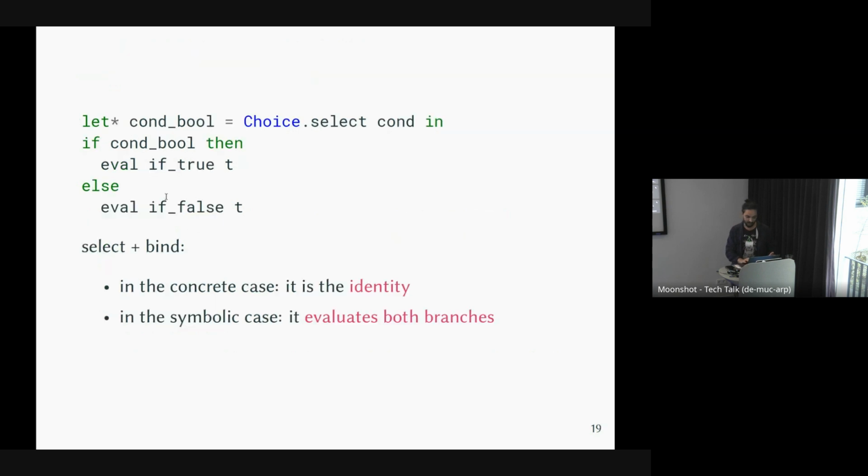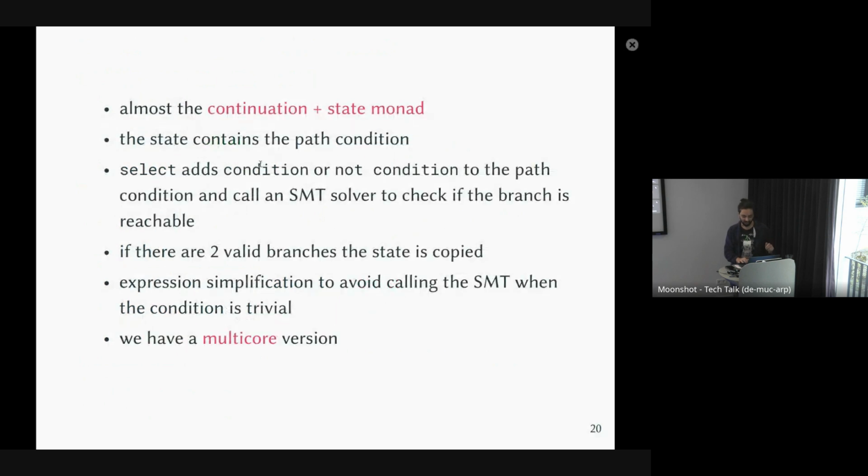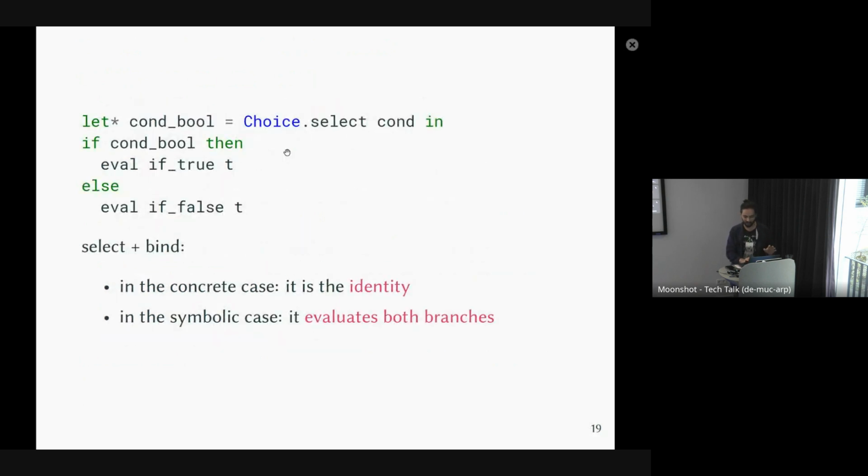And so in the symbolic case, what does select do? So what is the select plus bind actually doing? In the concrete case, nothing, it's just the identity. So you can see this is doing the same as the previous version. And in the symbolic case, it's going to evaluate both branches. This is hidden in the star again.